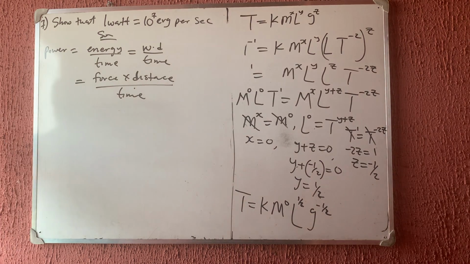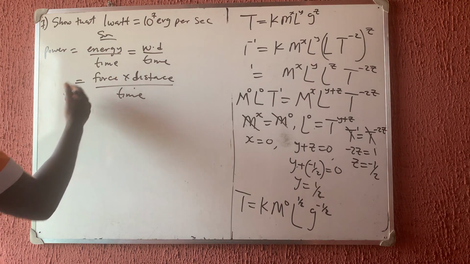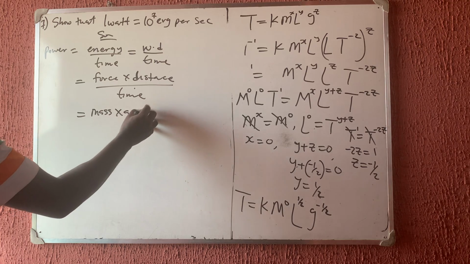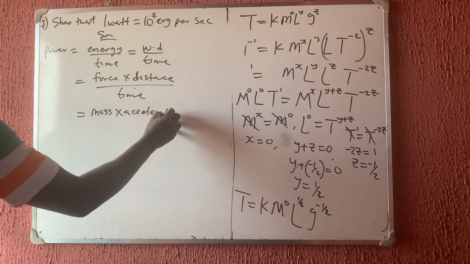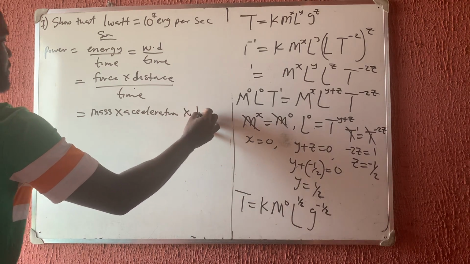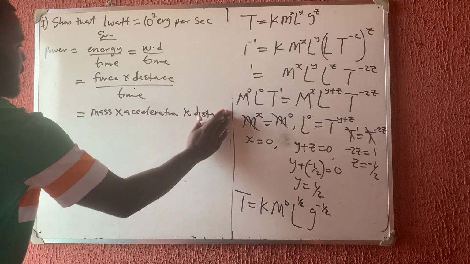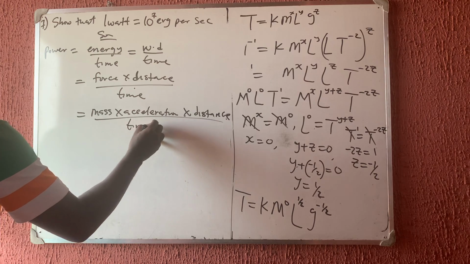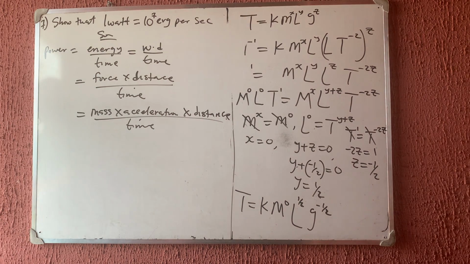Once you have this, the next thing you need to know is that force means mass times acceleration. So let's break everybody down. Force is mass times acceleration, times the distance or displacement. Distance is okay, distance over time, because work is a scalar quantity. So that's why we are using distance.